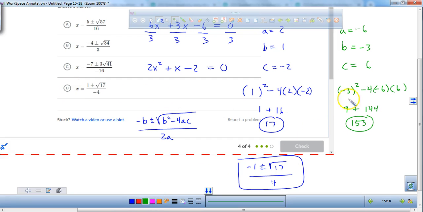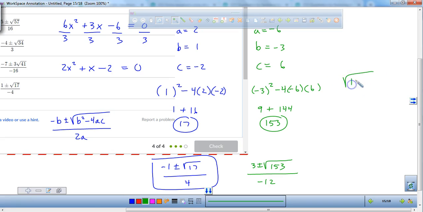Over here, if I do the exact same thing, it's a little bit harder. Negative b is going to be positive 3, plus or minus the square root of 153 all over 2 times my a value, which is negative 12. You can kind of see that you don't see that answer anywhere. So here's the problem. You have to know that 153 can break down into 3 times 51, and 51 breaks down to 3 times 17. You have a pair of 3's, so that simplifies to 3 radical 17, and you're probably freaking out right now.